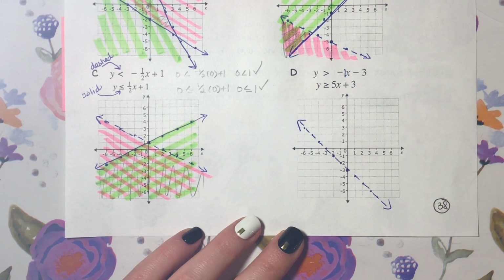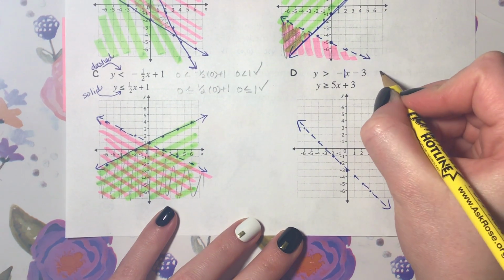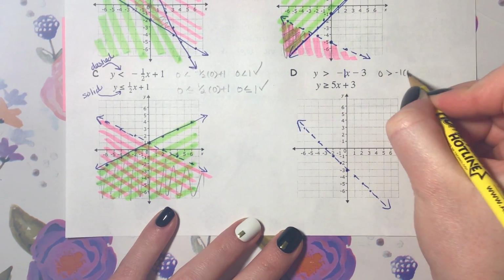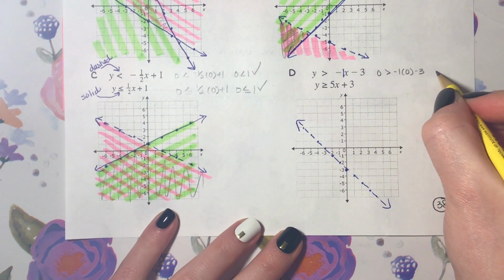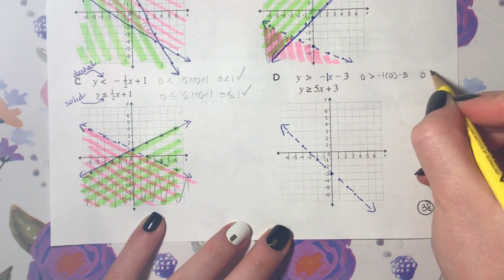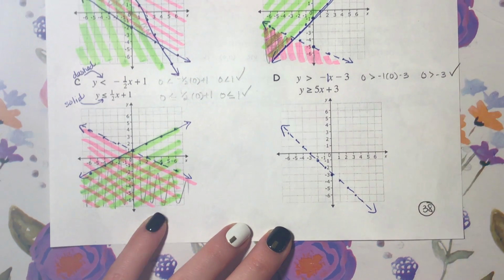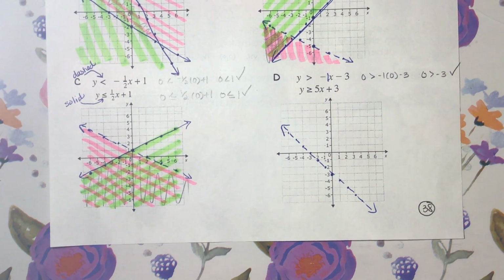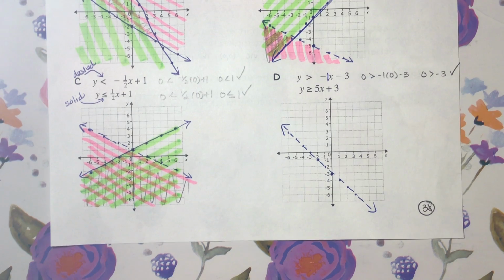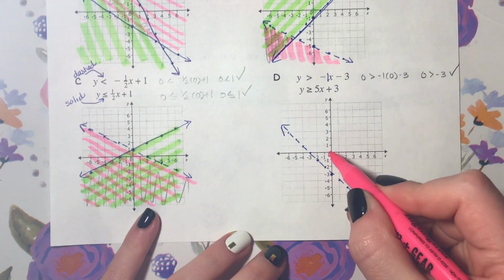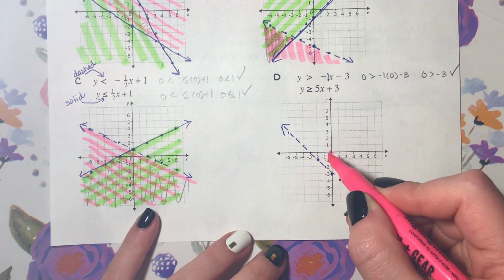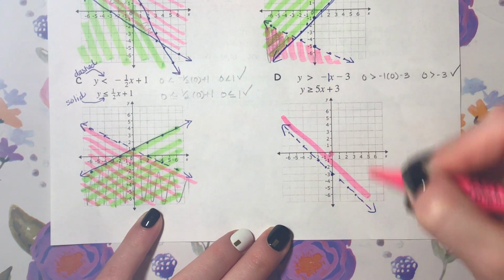And we need to check and see if 0, 0 is a solution. So that would be 0 is greater than negative 1 times 0 minus 3, or 0 is greater than negative 3. Yes, that checks out. So the side of the line that 0, 0 is on is right here. Because it is an answer, we do shade on that side of the line.